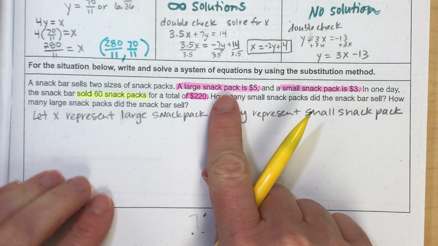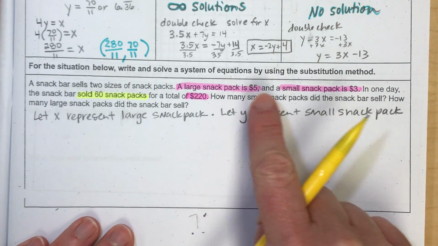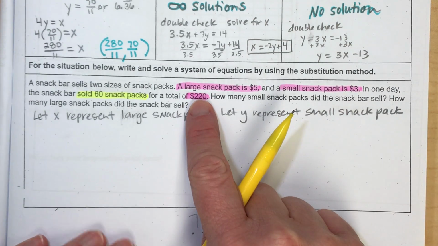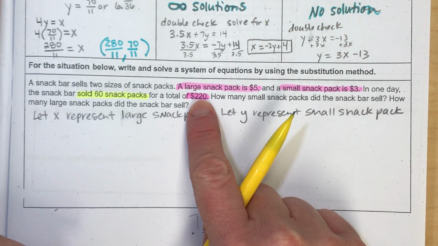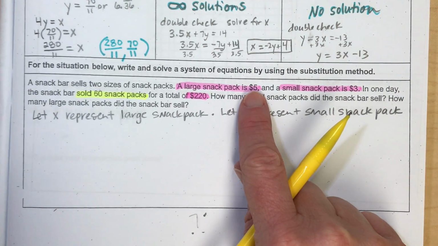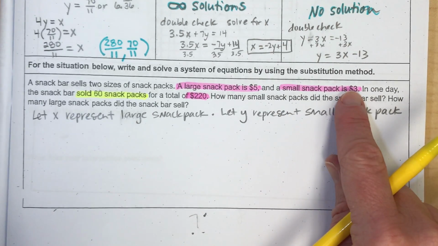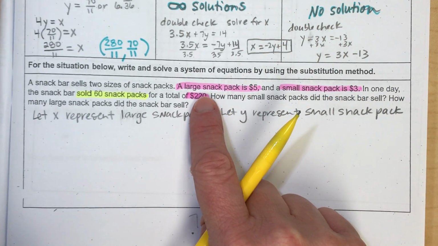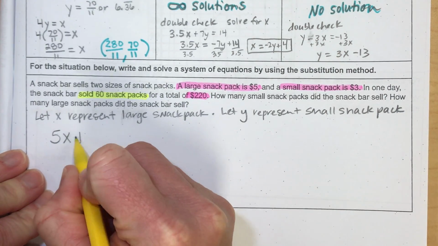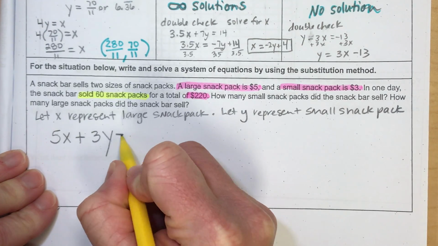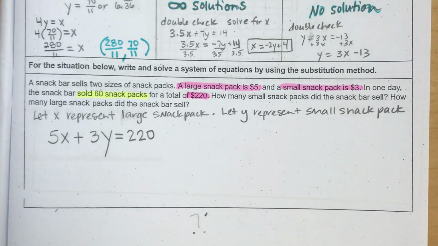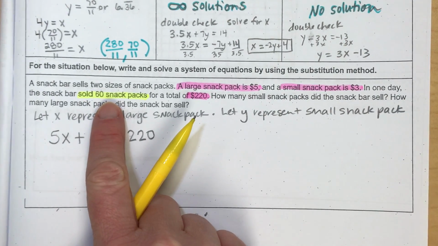Now, because I have an amount of money for the large plus an amount of money for the small plus a total amount of money made, I'm going to use what is called our standard form equation, because I know per large snack pack, the cost is $5, and per Y, the snack pack is $3, and then that should equal the total amount of money. So if I'm selling snack packs at $5 each per X and $3 each per Y, that would equal a total of $220.